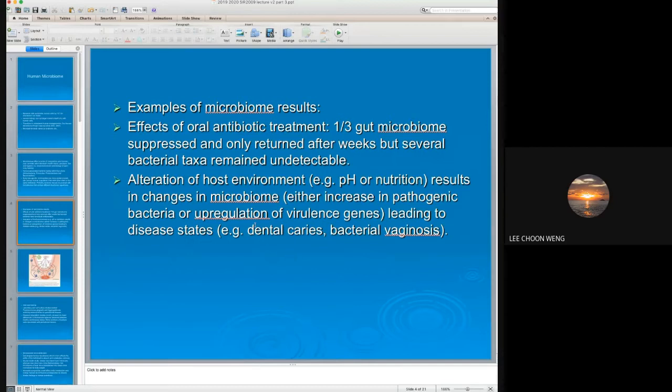Prime examples are in your oral microbiome, the oral cavity, where your dental caries are influenced by alterations in pH, and this is related to your nutrition, the amount of sugar you consume, probably. Okay, bacterial vaginosis also can be related to pH and also related to the amount of sugar, type of food that is consumed, and also related to stress levels of the host.